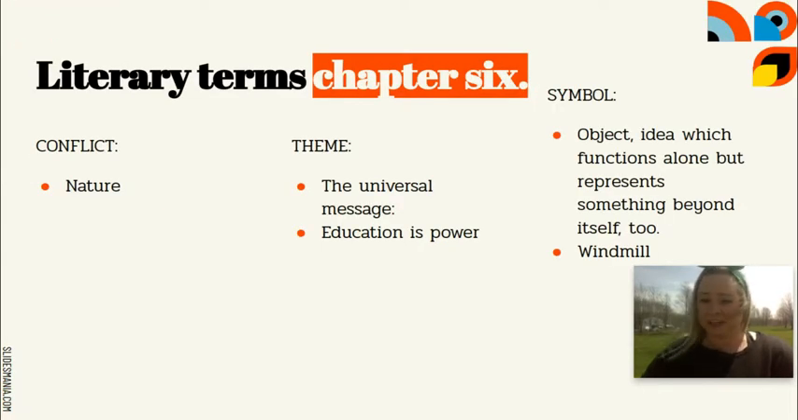So, first, the literary terms. Conflict, you know what conflict is. It is a struggle between two opposing forces, and conflict is also what keeps the story interesting. It's what drives the plot. One of the conflicts that arise in this chapter that's going to have consequences going forward is a conflict with nature. A giant storm happens in the chapter and it takes out the windmill and sets back everybody's progress.